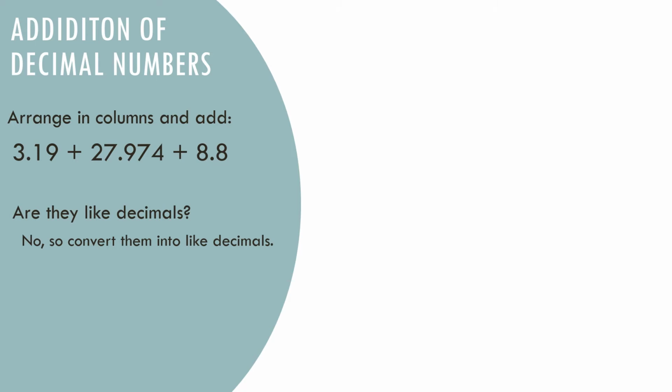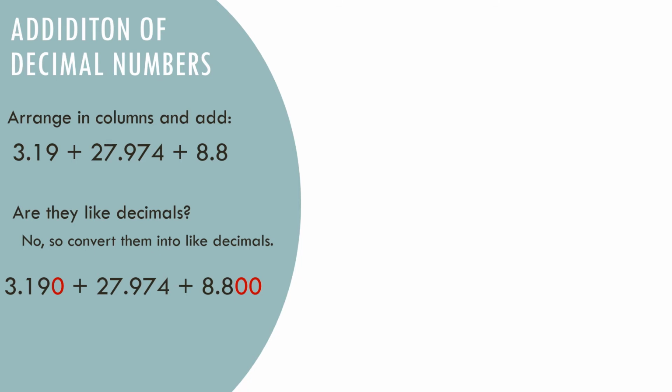See, in 27.974, the maximum number of digits after the decimal is 3. So first we convert 3.19 into like decimals having 3 digits after the decimal. So how many zeros will you add in 3.19? Yes, 1 zero. That is 3.190. Then write 27.974 as it is. Can you tell me how many zeros will you add in 8.8? Yes, 2 zeros. That is 8.800. Now these all are like decimals.